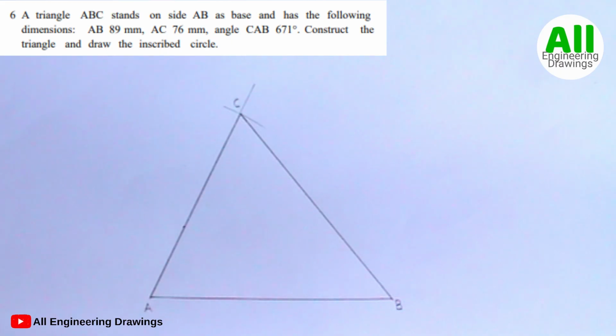So next is to inscribe a circle in the triangle. I will do so by bisecting any two corners of the triangle, that is, any two angles. So to bisect, I will go this way. So I will bisect corner A and corner B.